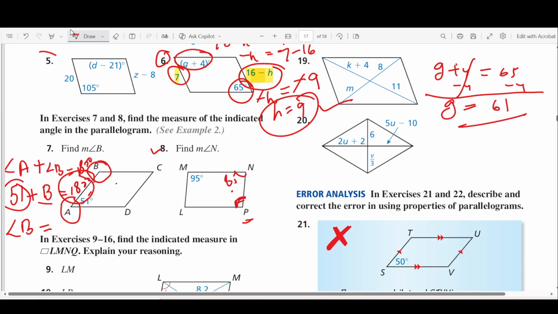So M and P are? P should be 95. Very good. It should be 95 because opposite angles are equal. Very good. And what about angle L? Angle L should be 85. That's great.